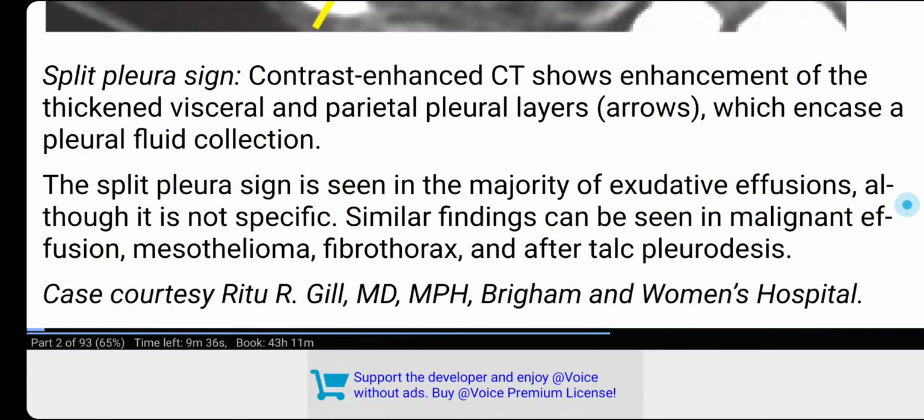The split pleura sign describes enhancing parietal and visceral pleura of an empyema seen on contrast-enhanced study. Split pleura sign. Contrast-enhanced CT shows enhancement of the thickened visceral and parietal pleural layers, arrows, which encase a pleural fluid collection. The split pleura sign is seen in the majority of exudative effusions, although it is not specific. Similar findings can be seen in malignant effusion, mesothelioma, fibrothorax, and after talc pleurodesis. Case courtesy Ritu R. Gill, MD, MPH, Brigham and Women's Hospital.